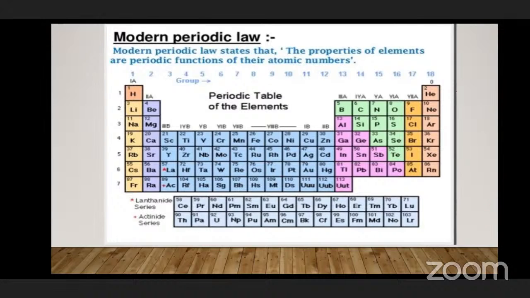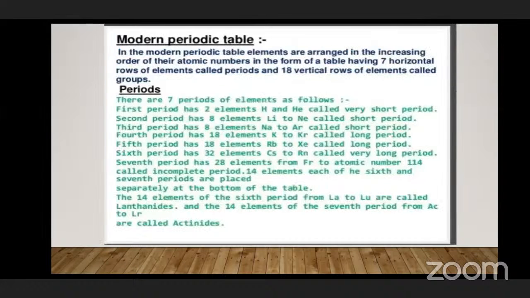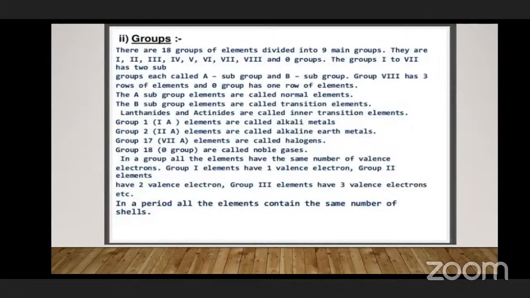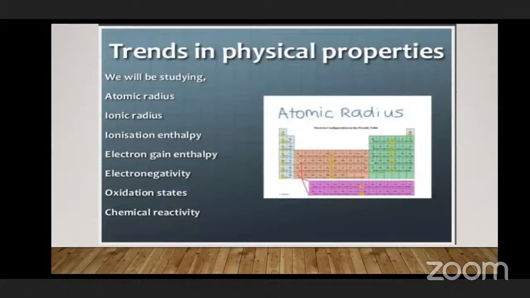Okay, right. Next. After the Mendeleev periodic table, mostly the modern periodic table: how many periods, how many groups, what type of blocks, and what the elements they contain are called.